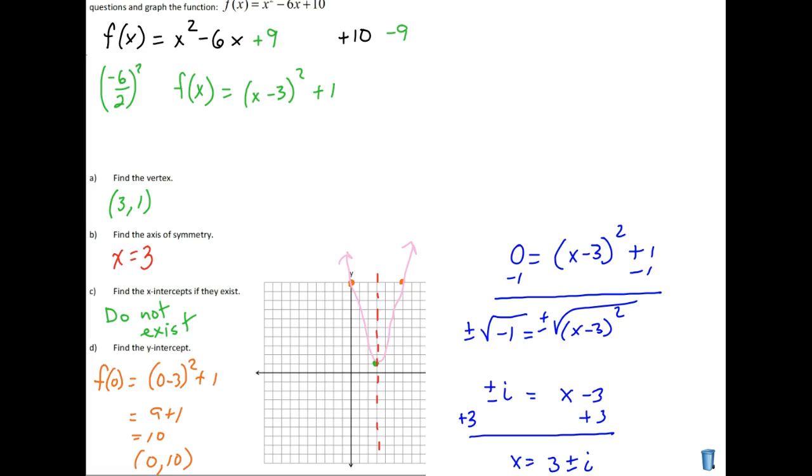Okay, so that's how we work with quadratic functions that are in vertex form, or how we put them into vertex form if they're not already.